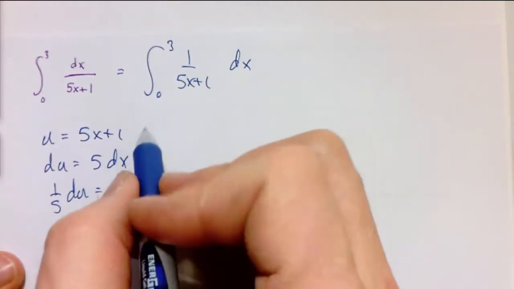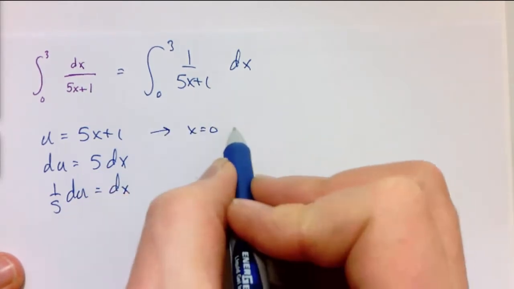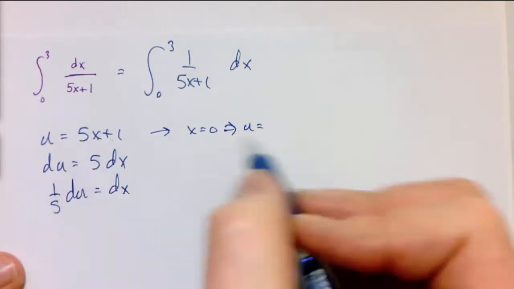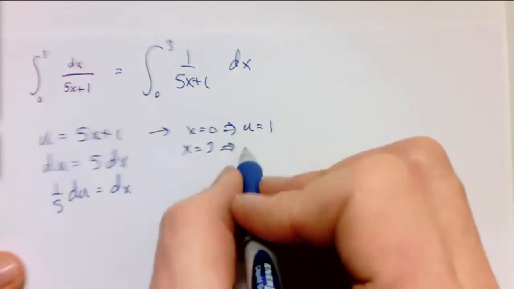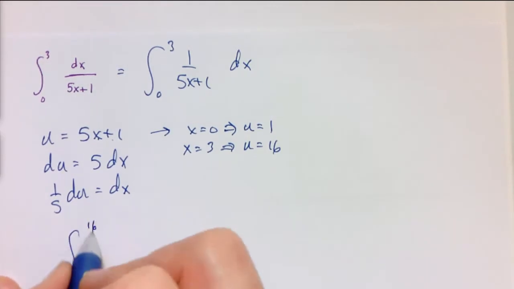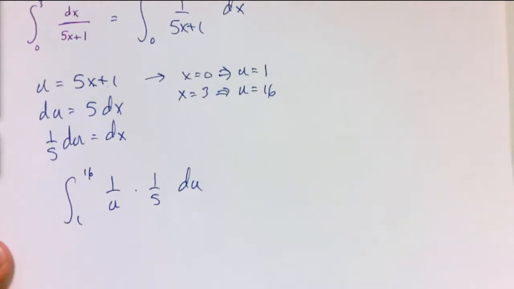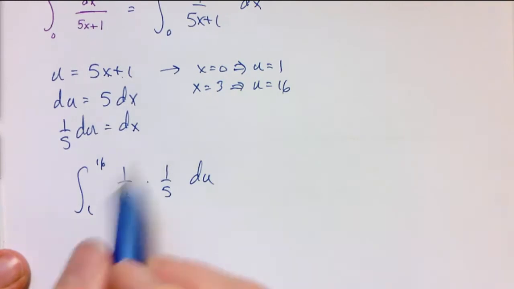Now I return to my original substitution and use it to rewrite the limits of integration. So if x is equal to 0, that tells me u is equal to 5 times 0 plus 1, or 1. If x is equal to 3, 5 times 3 plus 1, or u equals 16. So in my new variable, I'm working from 1 to 16, 1 over u times 1/5 du. I don't ever have to return to x's because I've changed the limits along with my variables. Okay, I'm all done changing things.